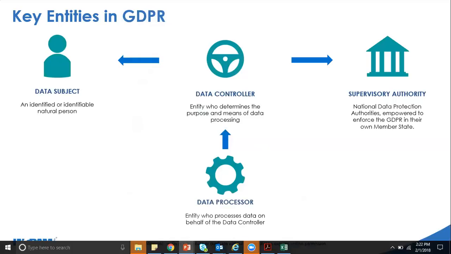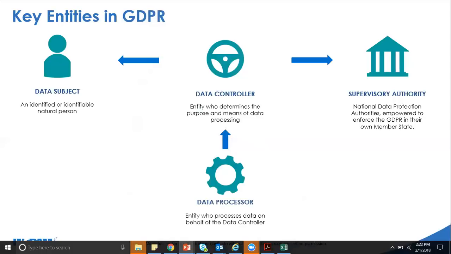And lastly, we've got something called the supervisory authorities, also known as data protection authorities. Each EU member state has a national level data protection authority. These are bodies that were already in existence within the EU, and now they have been empowered to enforce the new GDPR within their own member states.